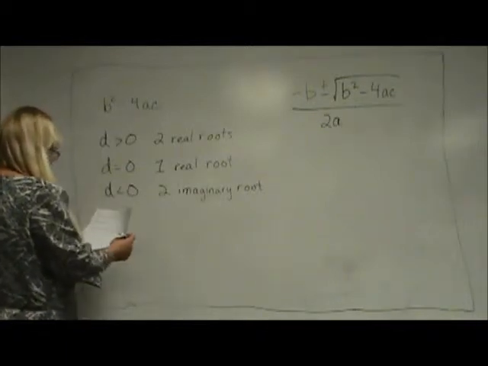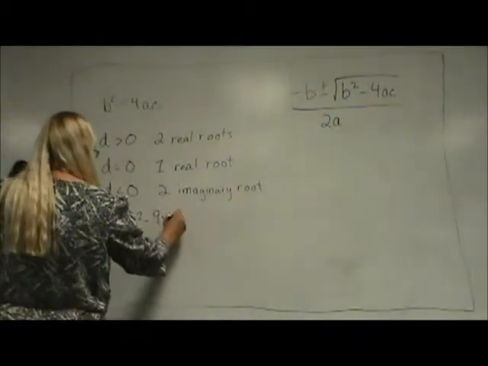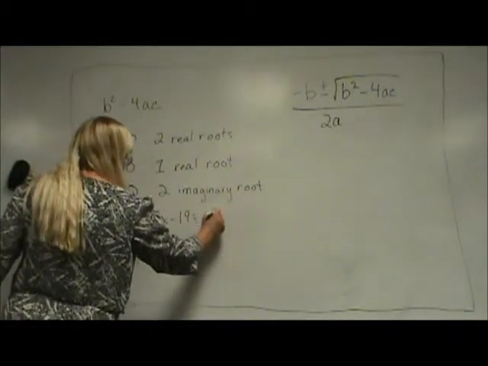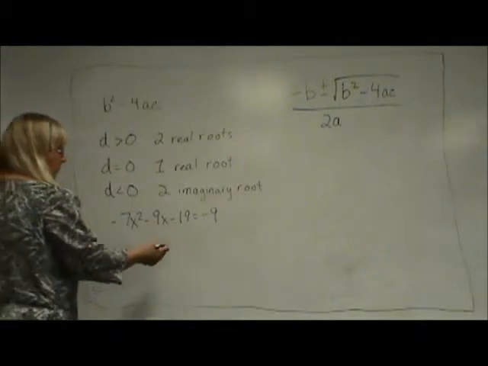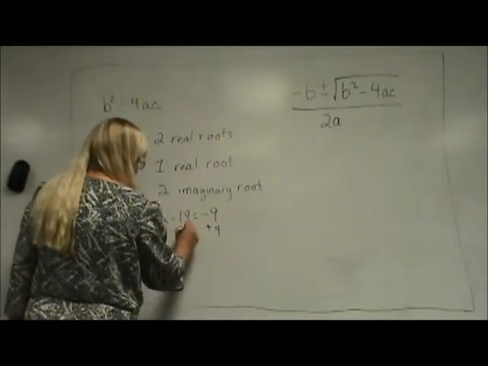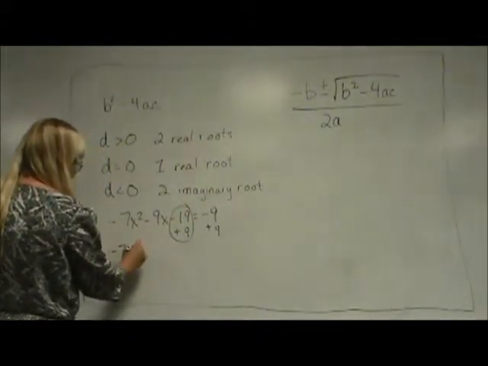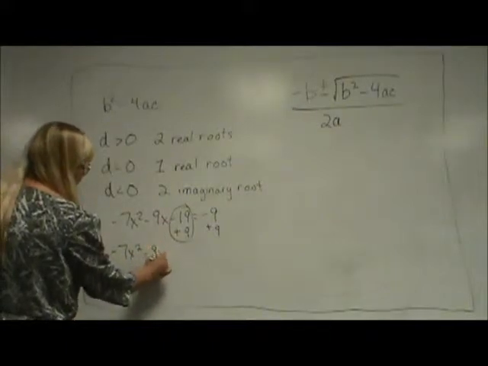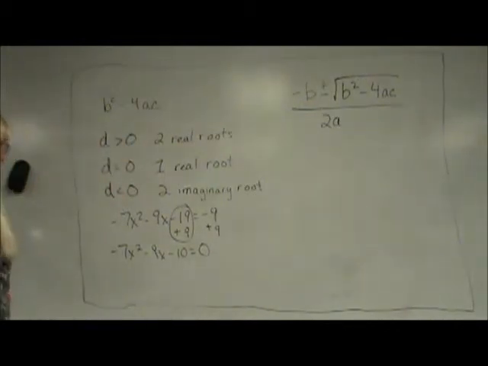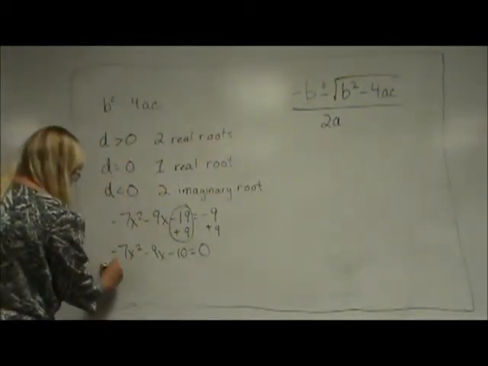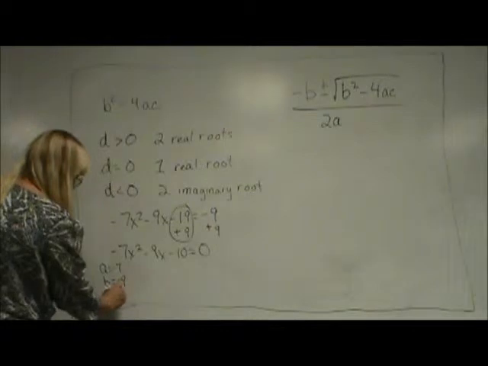So our first problem, we have negative 7x squared minus 9x minus 19 equals negative 9. Still working with the quadratic formula, you still have to have this in standard form. So we're going to add 9 to both sides. This time I do have like terms. So my result will be negative 7x squared minus 9x minus 10 equals 0. So now A is going to be negative 7, B is negative 9, and C is negative 10.